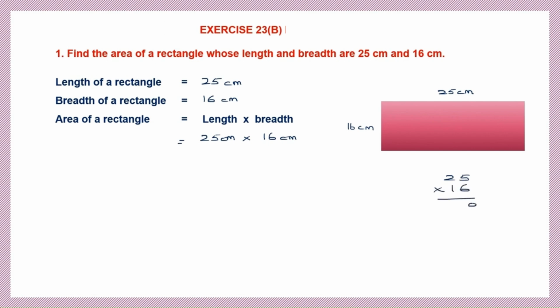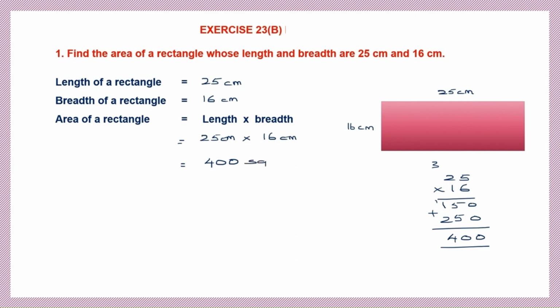6 5s are 30, carry 3, 6 2s are 12, 13, 14, 15. Then 1 5s are 5, 1 2s are 2. Now add up these. So 5 plus 5 is 10, carry 1, 2, 3, 4, 400. So now what do we have here? The area is given as 400.